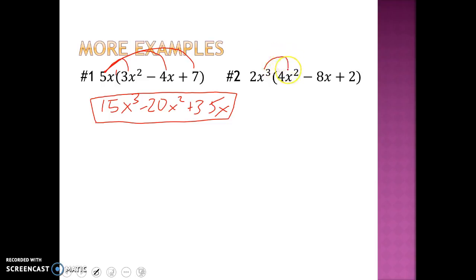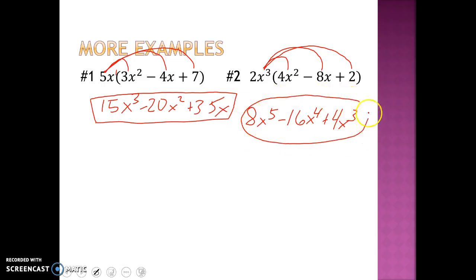I'm going to take 2X to the third times 4X squared. So I'm going to start by taking the 2 times the 4, which is 8. And then X to the third times X to the second, I'm adding those exponents. That's going to be X to the fifth. Then when I take 2X to the third times negative 8X, 2 times negative 8 is negative 16. And X to the third times X to the first is X to the fourth. And then 2X to the third times 2, well, that's 4, and I still have the X to the thirds.